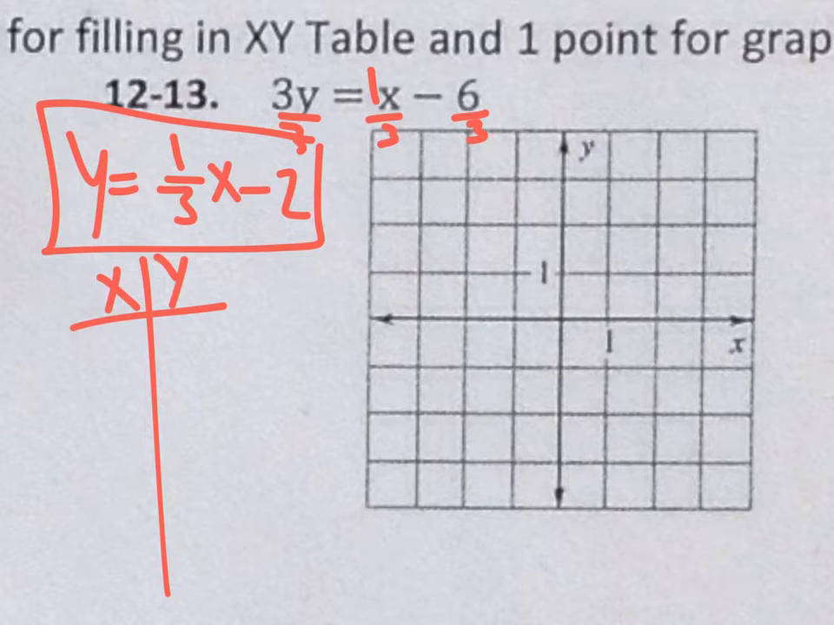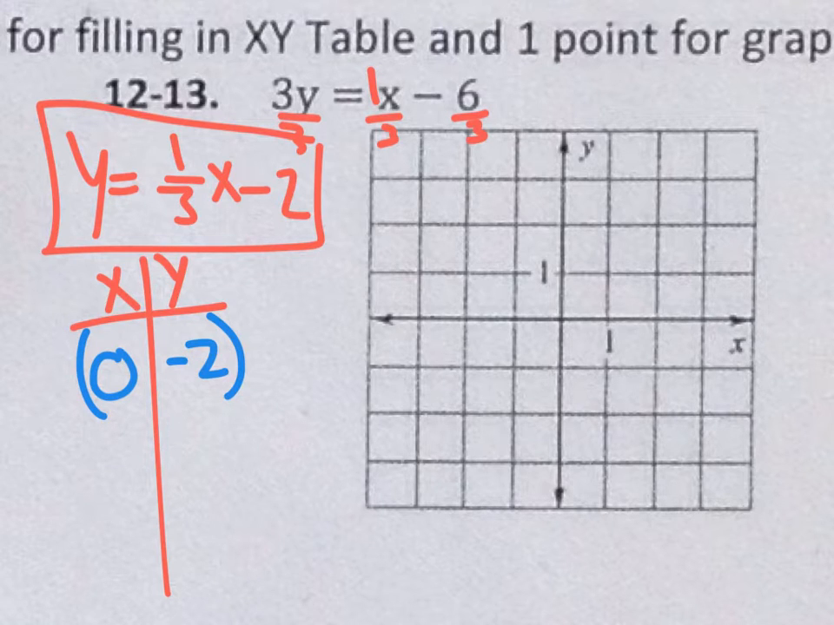Now we could go to an XY table, but instead of using 0, 1, and 2, we're always going to use 0 because 0 always works great. Anything 1/3 times 0, anything times 0 is 0, and 0 minus 2 is -2. So we have one coordinate already, 0, -2, which is right here. Let's plug in another value.